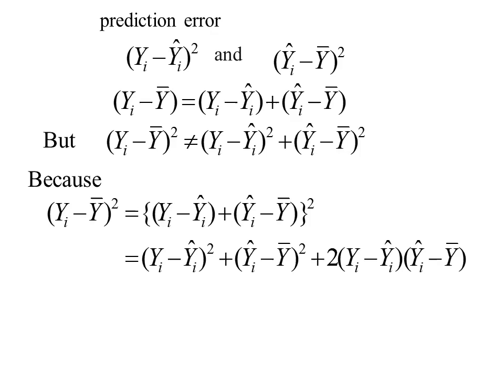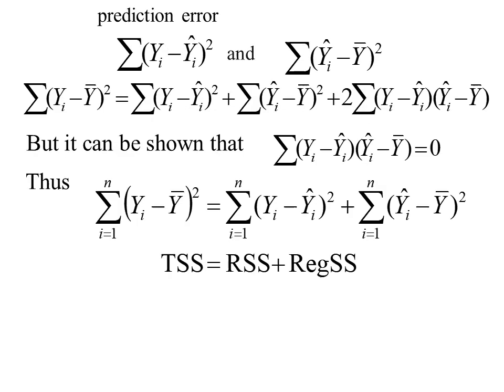As we studied in high school algebra, we get a third term, that is, 2 times the product of the two terms, yi minus y hat i and y hat i minus y bar, but the relation becomes simpler if we get the sum, over all cases, of each of these terms, because it can be shown that the sum of the product of yi minus y hat i and y hat i minus y bar becomes 0, and thus disappears. Why does the sum become 0? There is a mathematical proof, but it comes from what we studied in Part 1.